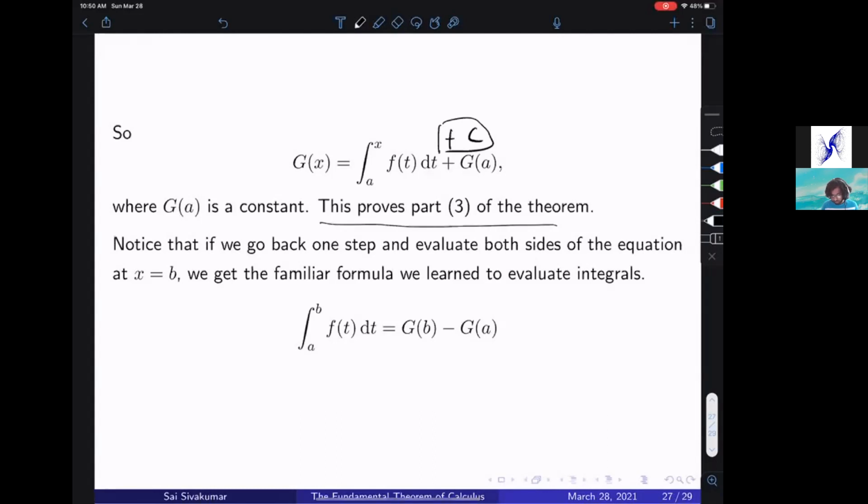I probably should have put this line after because I said it was from g of b to g of a, or g of b minus g of a. So when we evaluate g of x at b, we get the integral from a to b. And you can get this from the previous equation. This is the familiar formula. This is nice.